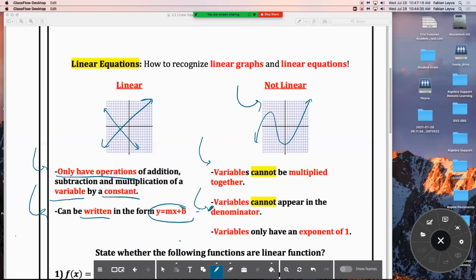You're going to get some other kind of graph. And of course, your variables only have to have an exponent of 1. So look at your equation, look at all the variables. Keep in mind it's the variables. Check to see if they have an exponent of 1. If they do, you might have something linear, or more than likely, of course, if you follow all the other rules.